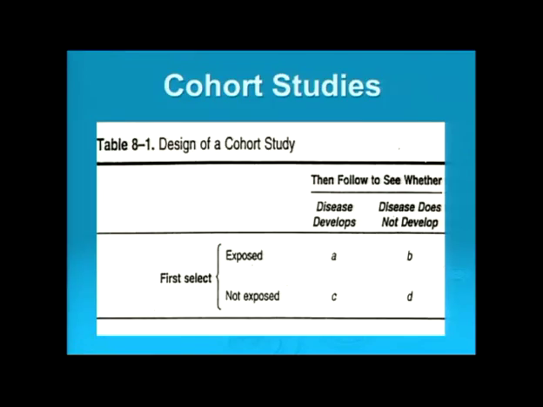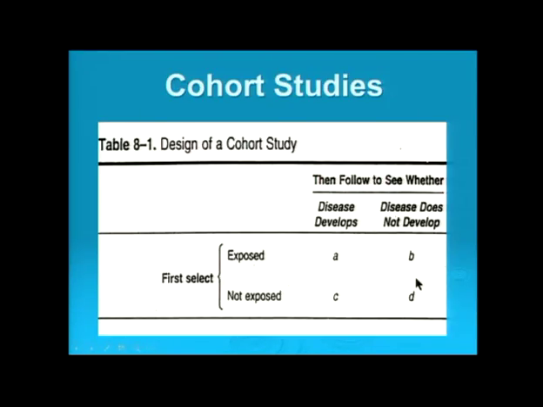So here is a table where I've just flipped the format. So this, of course, is our typical 2x2 table. Now remember in a case control study, we had cases here and controls here. And then we went back in time and decided who had the exposure of interest. This time we're starting over here. We select our subjects based on whether they're exposed to the risk factor of interest or the treatment of interest or not exposed.